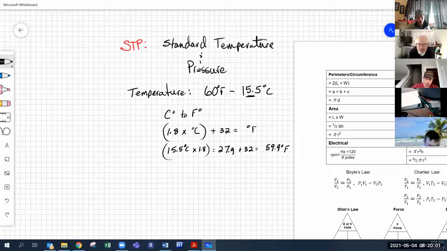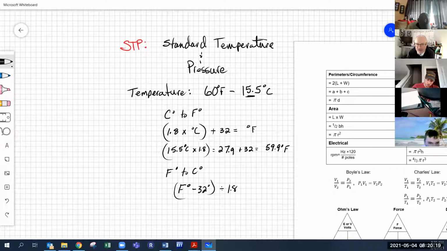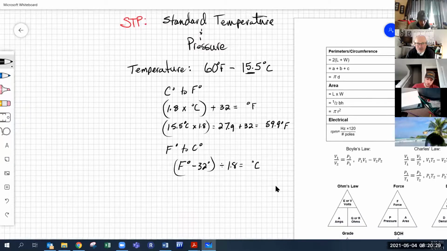And then to go the other way from Fahrenheit to Celsius, the formula for that is you take your Fahrenheit and you minus 32 degrees off it, and then you divide it by 1.8, and that would give you your degree Celsius. So that's standard temperature.